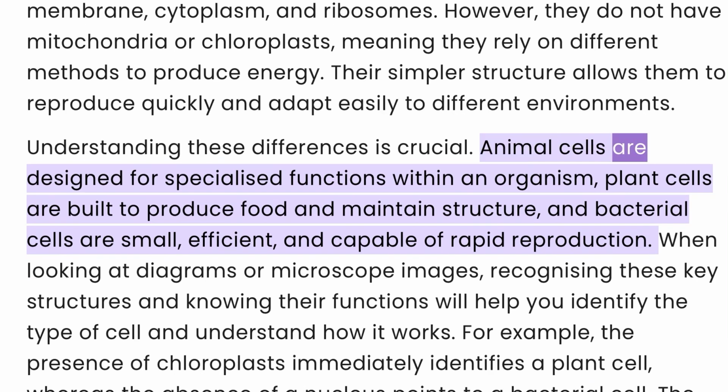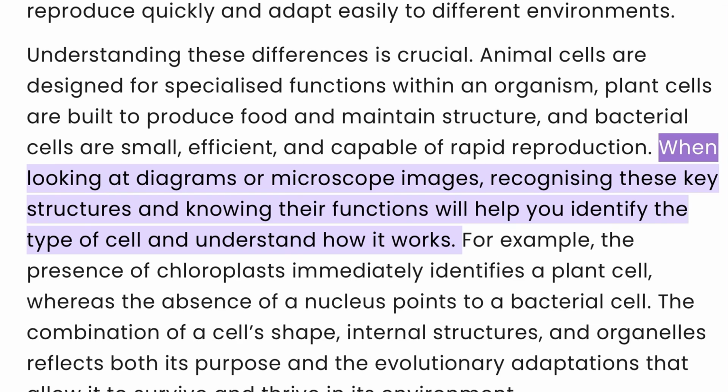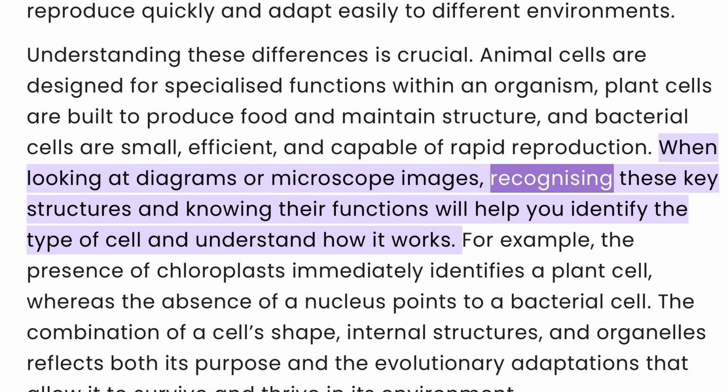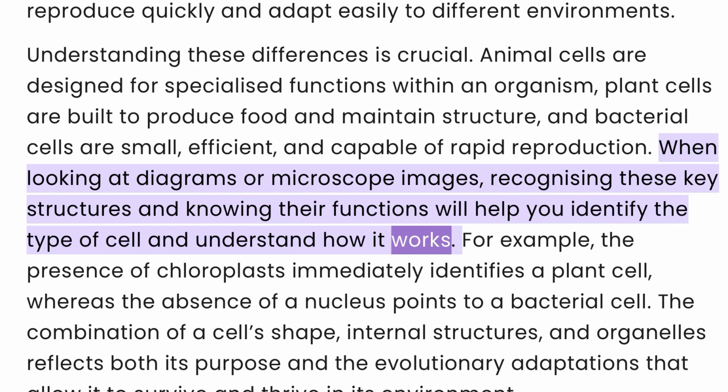Animal cells are designed for specialized functions within an organism. Plant cells are built to produce food and maintain structure, and bacterial cells are small, efficient, and capable of rapid reproduction. When looking at diagrams or microscope images, recognizing these key structures and knowing their functions will help you identify the type of cell and understand how it works.